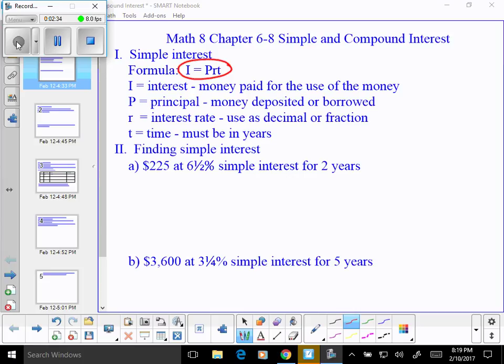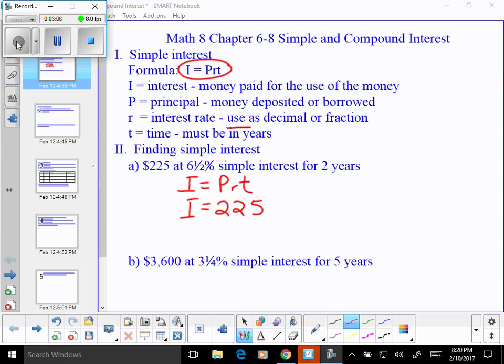The first thing we're going to do in example A is we are going to write down the formula. And as I just said, we use the formula to help us. We do not know the interest because that's what we're being asked to calculate. So I is my variable. The P stands for the principal. How much money are they taking out on the loan or putting into the account? $225. The R stands for the rate, the percentage.